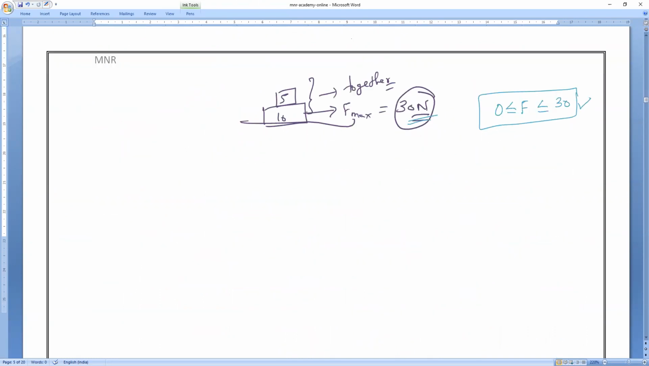That is called constrained motion. That is also one of the typical topics, so kindly show interest. If you are interested, definitely it will be very easy.